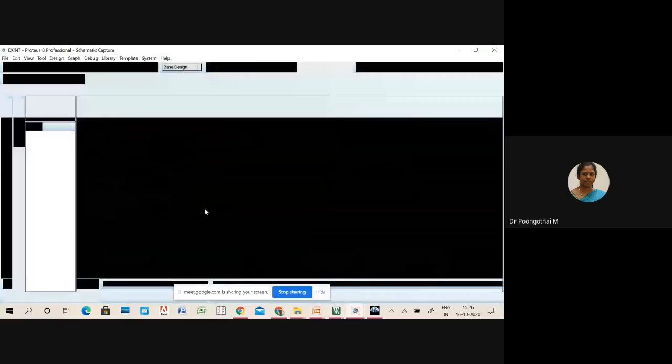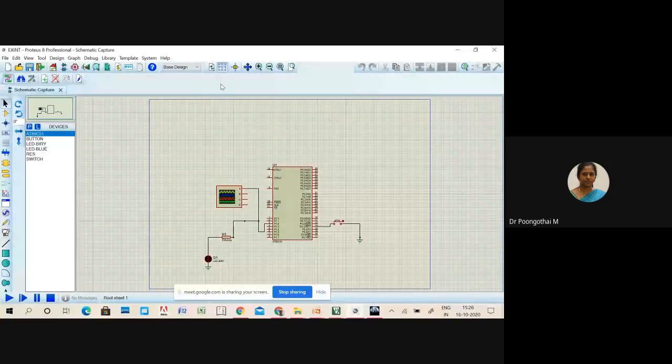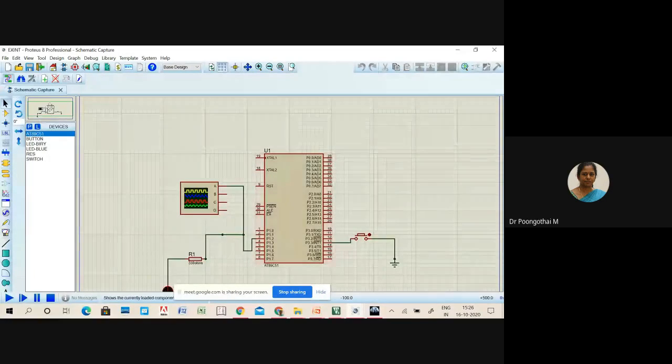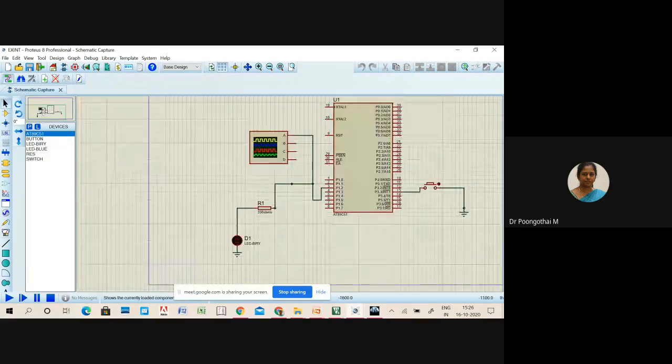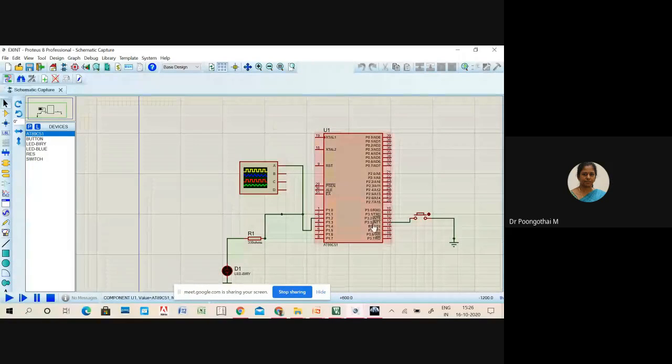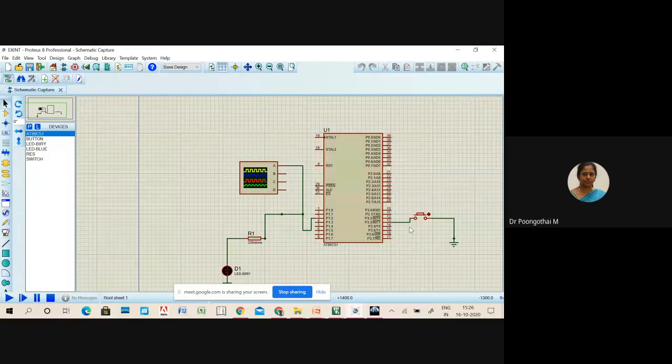The square wave is generated at P1.2. So here in Proteus, you have to connect an external switch to P3.3 to trigger the external interrupt signal. Okay, and LED is connected to P1.2. So here, when I press this switch, the interrupt is triggered. So the LED is continuously toggling. That is, square wave is being generated on P1.2.